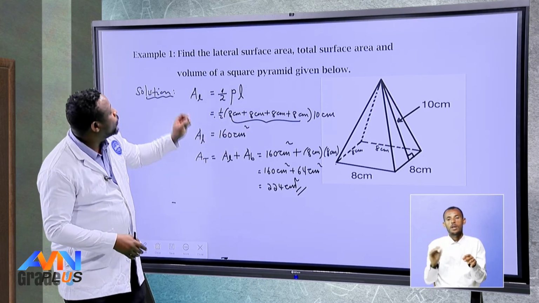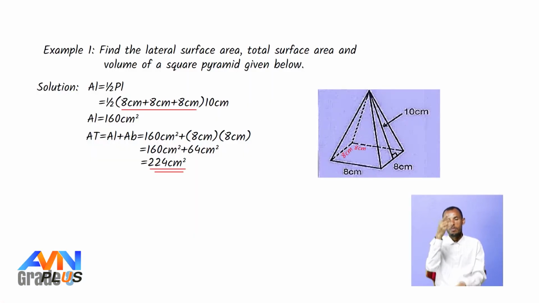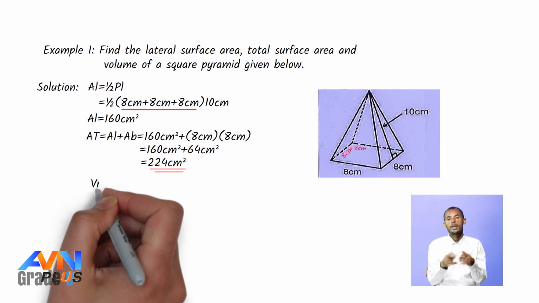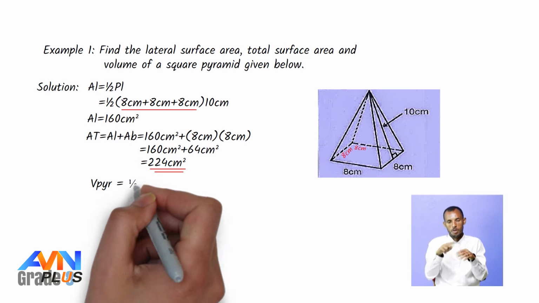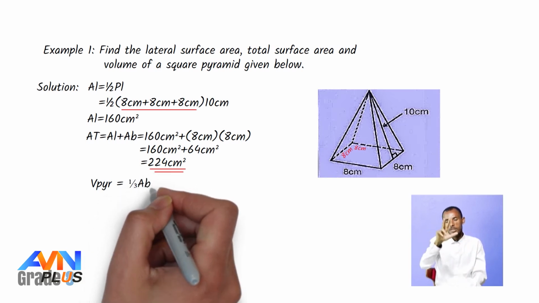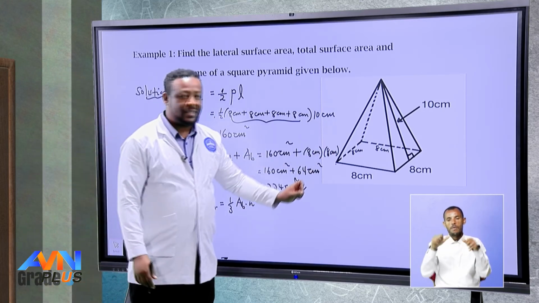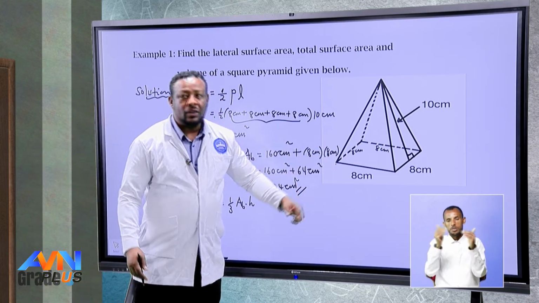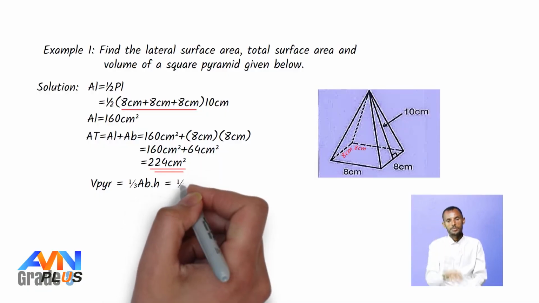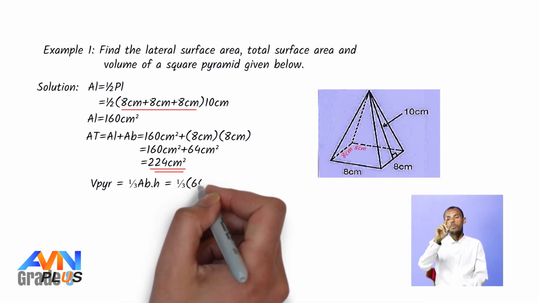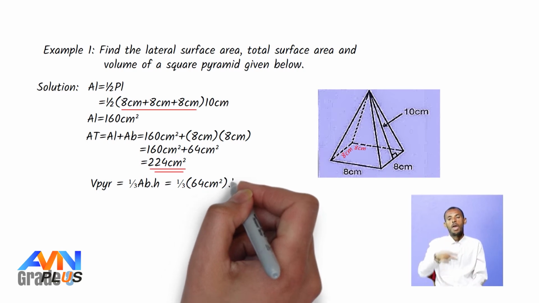And we are left with the volume. The volume of the pyramid is given by the formula 1/3 of the area of the base times h. Now we have the area of the base, which is 8 by 8 or 64 centimeter square. So 1/3 of 64 centimeter square times the height h.